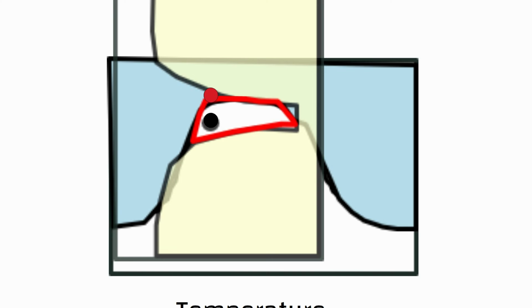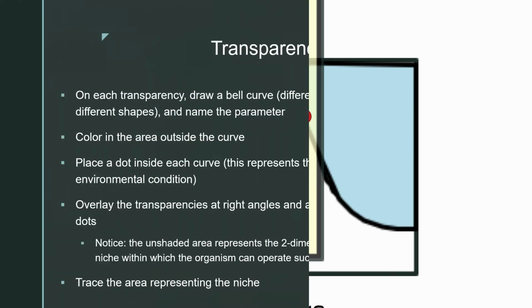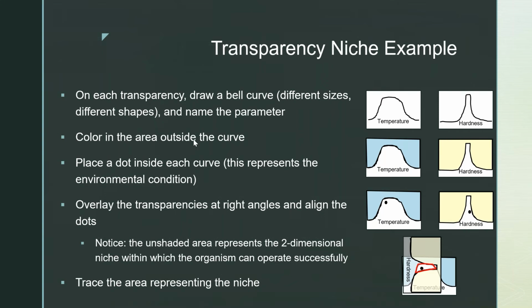If this parameter on the x-axis were to increase, that would move the environmental condition in this direction. Well, it would have a little bit of a way to go, but then at some point it would be outside of its niche as well, which means it would then limit that particular organism's abundance. All right, so a couple other steps here.